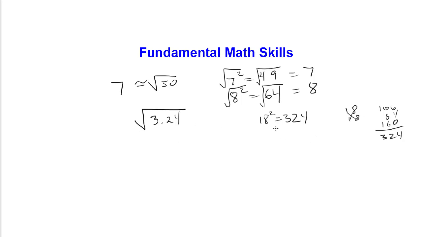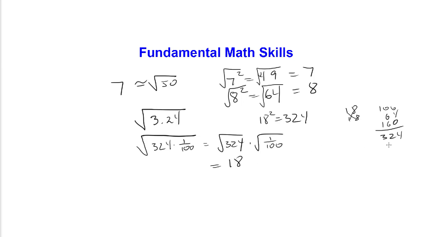So, if 18 squared is 324, this is really, again, factoring. You've got to work your factors. Is 324 times 1 over 100. Well, I can break that out. What's the square root of 324? Times the square root of 1 over 100. That's just 18 for the square root of 324. And for 1 over 100, well, that's just 1/10, right?